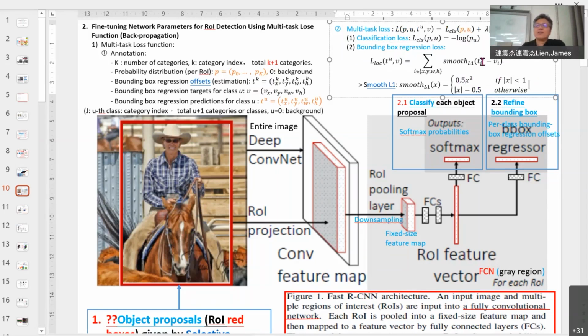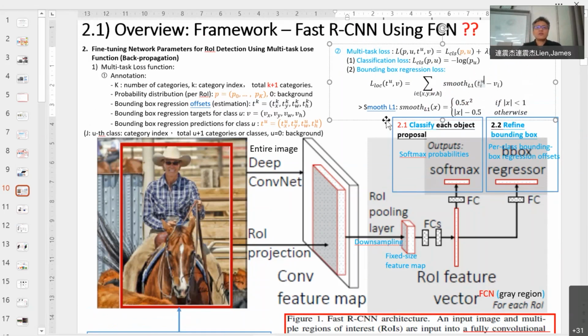But actually they don't do that. They use another method called smooth L1, and I will talk about this one very soon. Many people use this one, even right now. So this is for regression, and the other is for classification. That's Fast R-CNN, which uses a fully convolutional network.